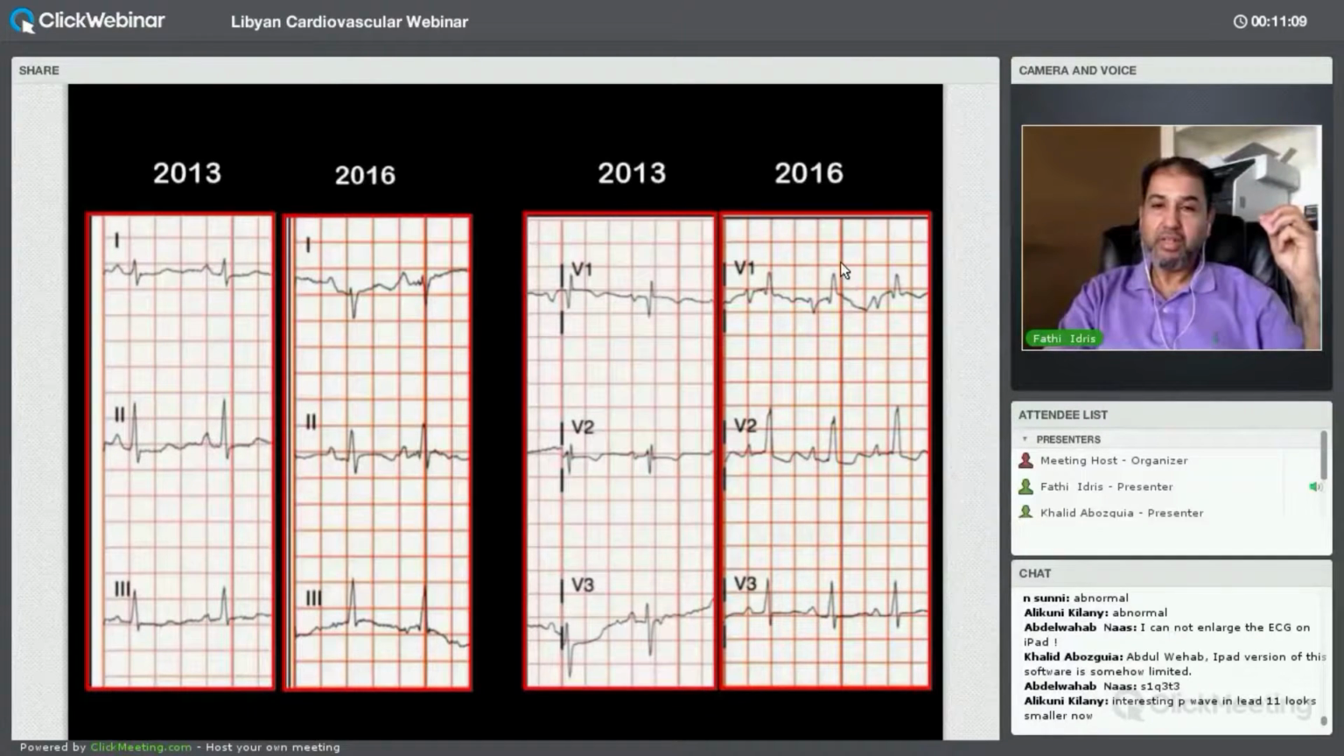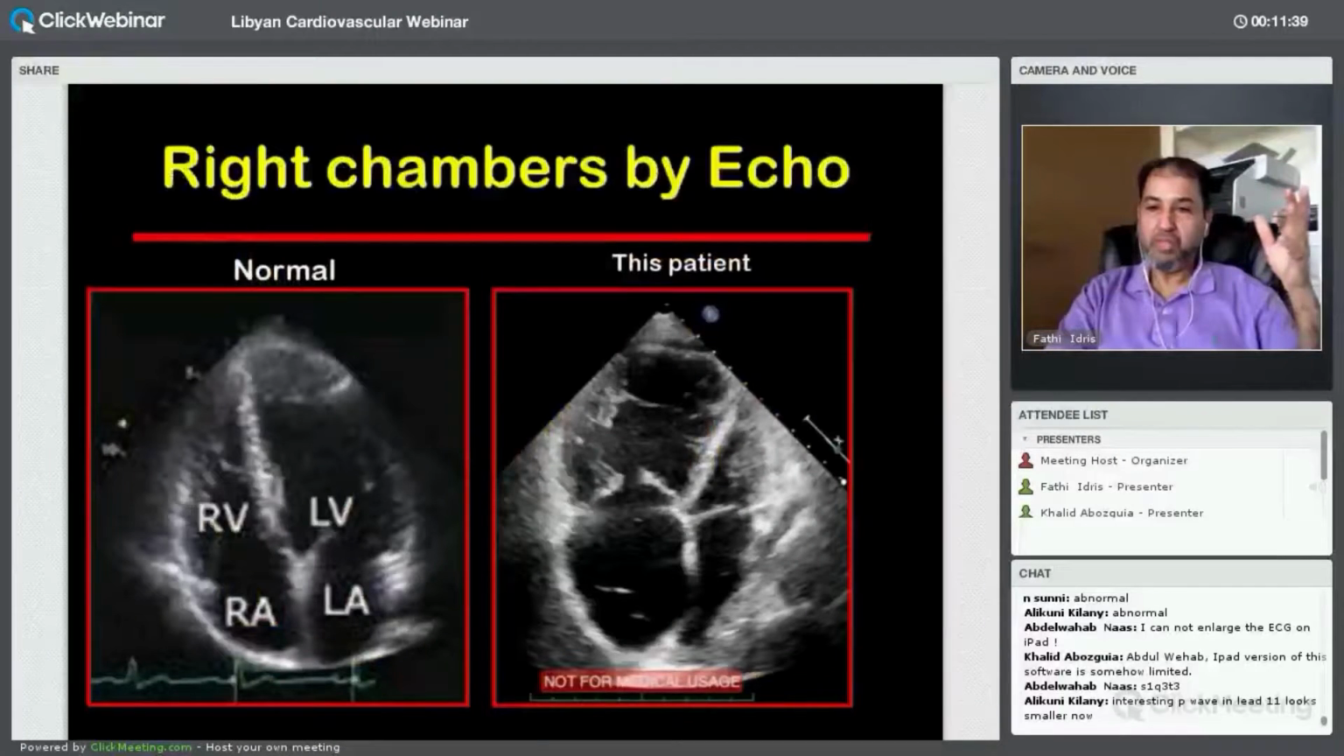lead V1 is positive, and especially V1 and V2, it's more consistent with chronic disease. And the reason is the treatment. If you see somebody with this, think about pulmonary hypertension. And for those people with pulmonary hypertension, you should be very careful about giving medication that dilates the veins, so vasodilators, and vasodilators can be detrimental. The patient can die if you give those medications.